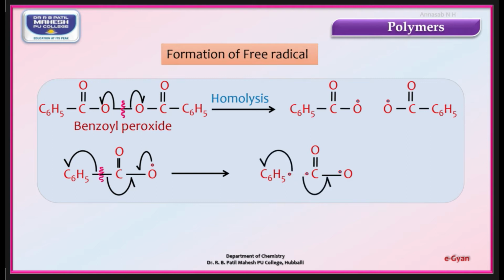So you can see the picture here. There is a formation of phenyl free radical, C6H5 dot, and carbon dioxide is formed. As we have two such benzoyl free radicals, we get 2 moles of phenyl free radical and 2 moles of carbon dioxide.